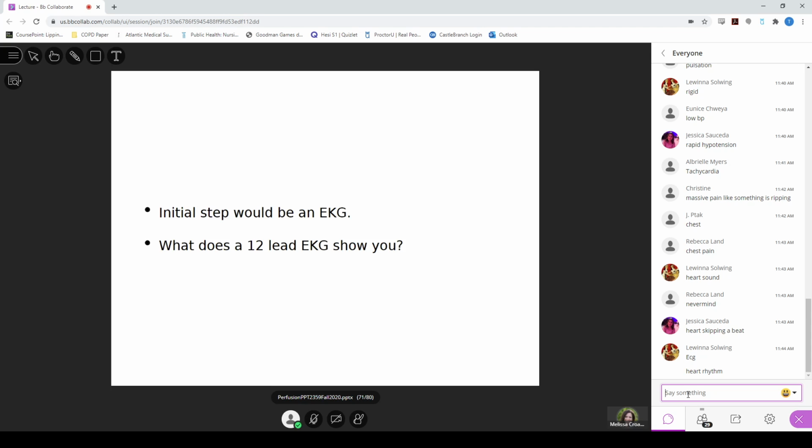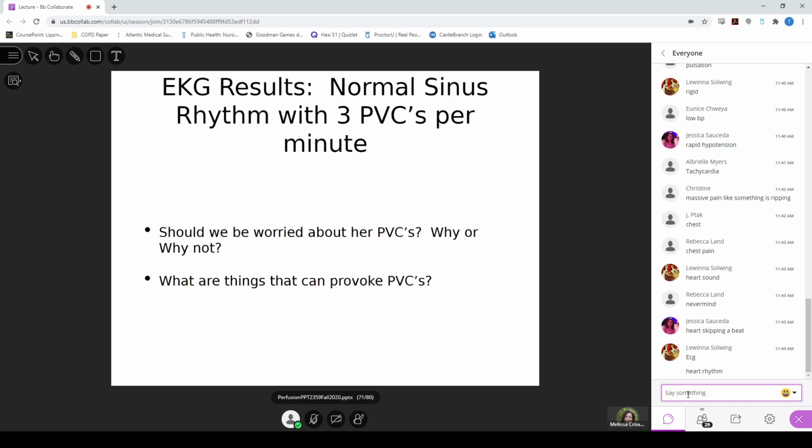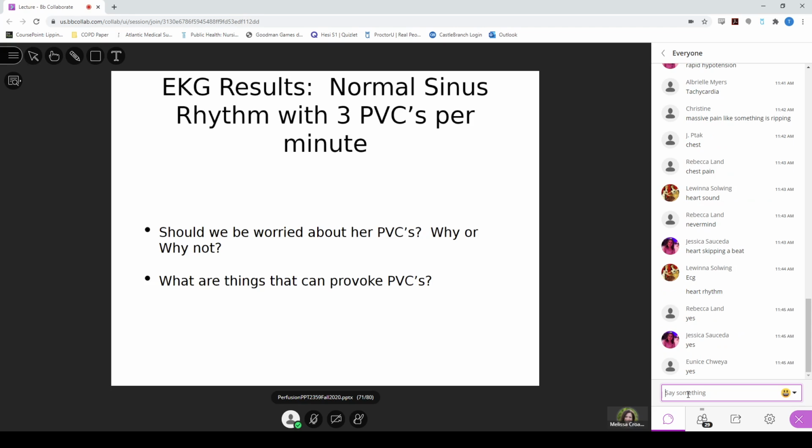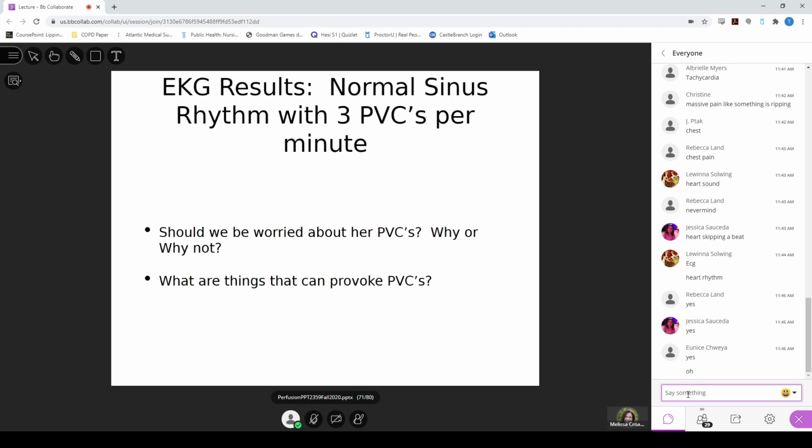Okay, so what our EKG shows you is that she's had 3 PVCs per minute. So should we be worried about these PVCs? Look at how many she's had. She's had 3, right? 3 per minute. So you wouldn't be worried about this yet. It's less than 10 PVCs per minute. So three or less are not associated with any type of cardiac risk.